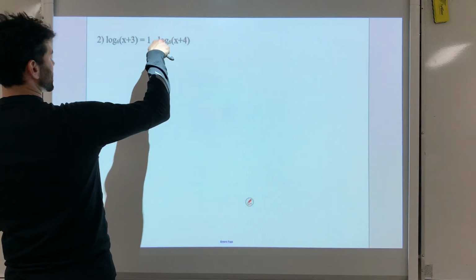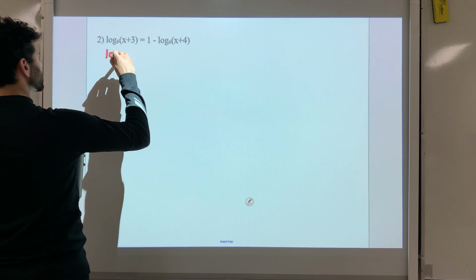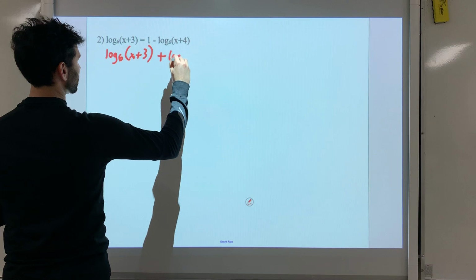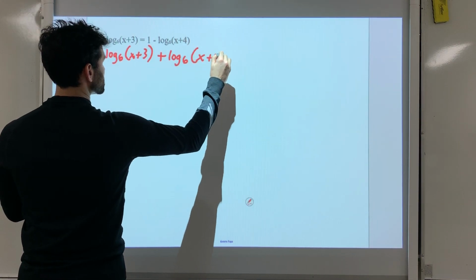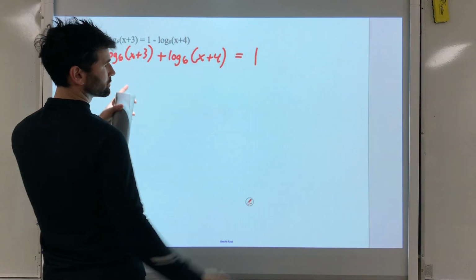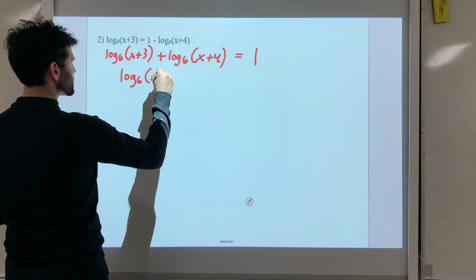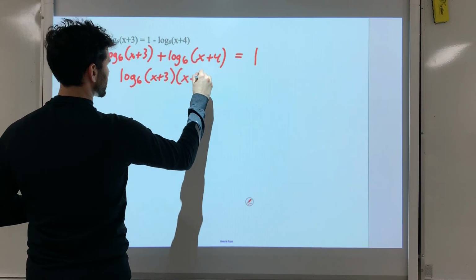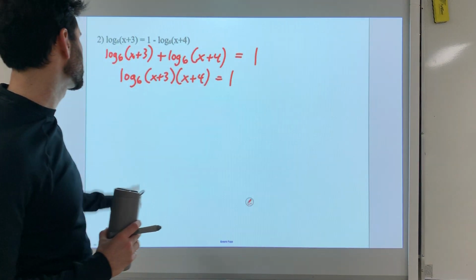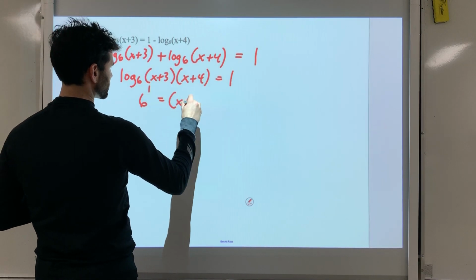Let's see. So I need to get this log over here. So I'm going to add this log to both sides. I'm going to try to do a little bit less writing here. So I'm adding that to both sides. Okay, so that's what I get on the left-hand side. On the right-hand side, I'm just going to have the 1. Now I've got product law. So I'm going to rewrite this as log base 6 of (x + 3)(x + 4) equals 1. And now I've got one log. I can write it in exponential form. I can say 6 to the power of 1 equals the argument.